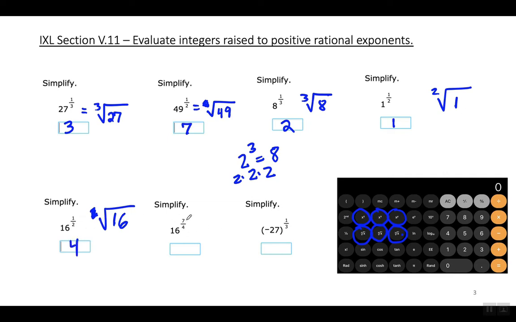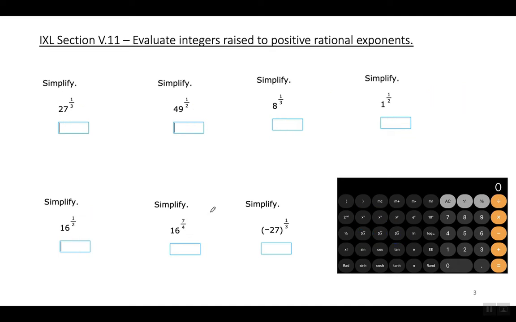Okay, look at this one. This is a more interesting one. Let me erase everything. Alright, this would be get the fourth root of 16 to the 7th power. So the quick way would be do this part first. The fourth root of 16 is 2, because 2 to the fourth power is 16. Alright, and then you do 2 to the 7th power.